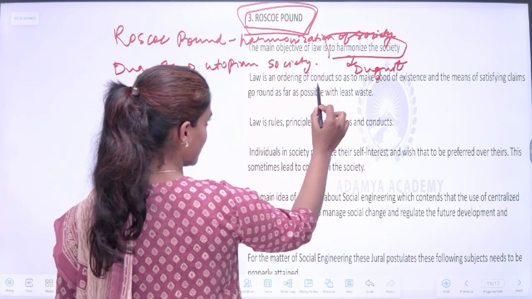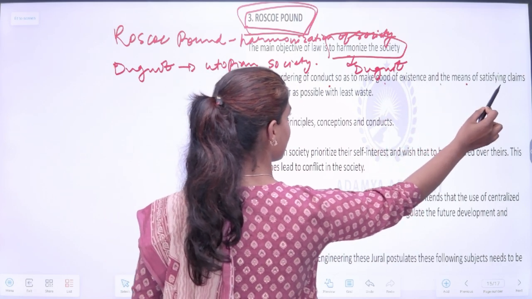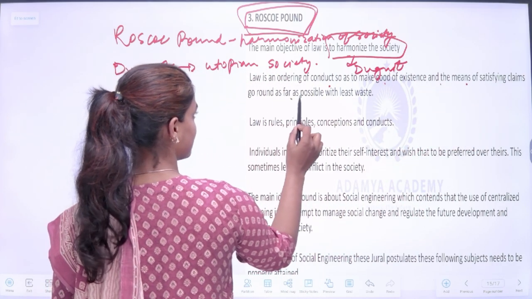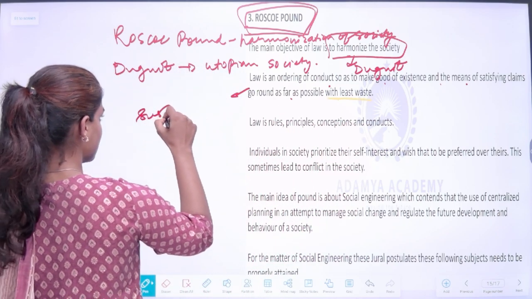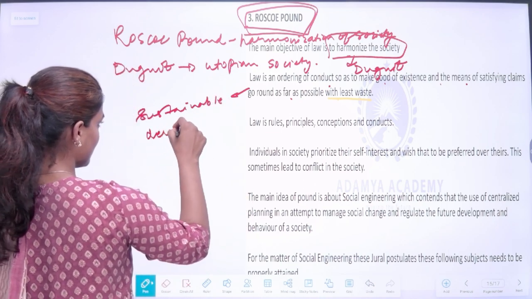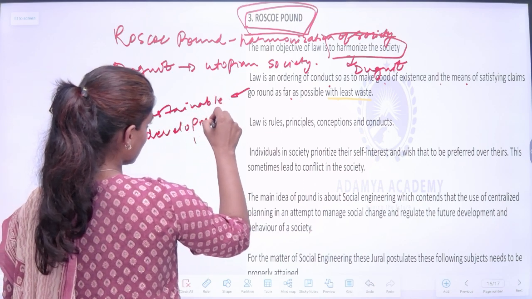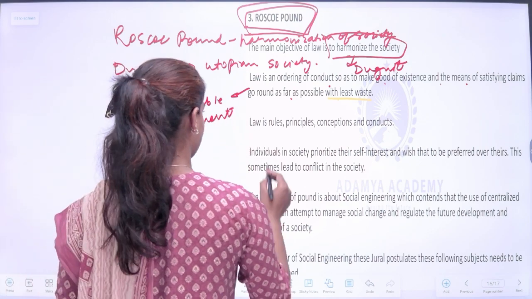Law is an ordering of conduct so as to make good of existence, and the means of satisfying claims go around as far as possible with least waste. This is the principle of sustainable development, that we should look into the needs of future generations also without compromising the needs of the present generation.